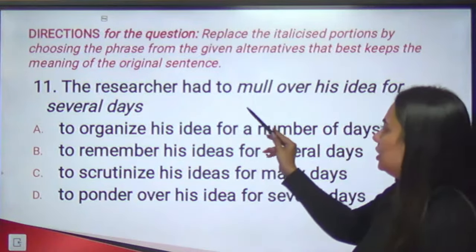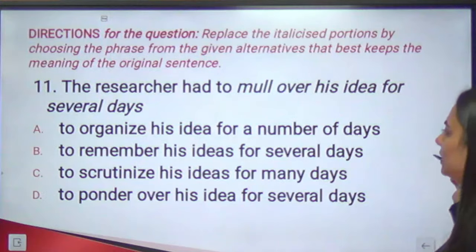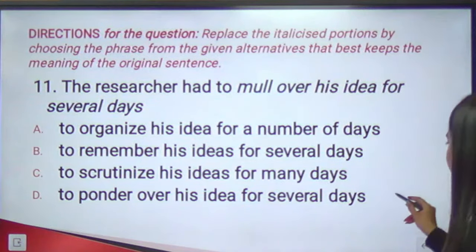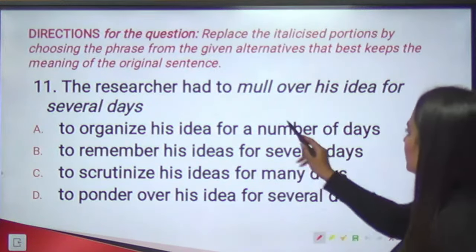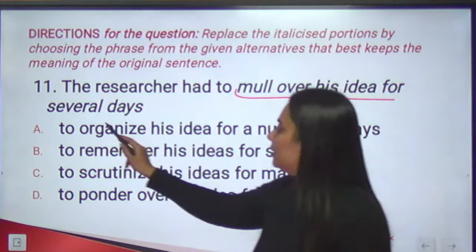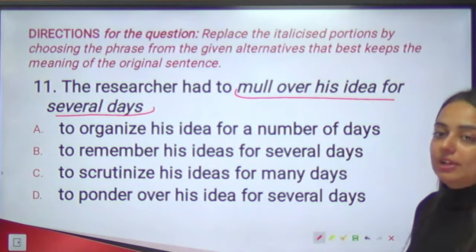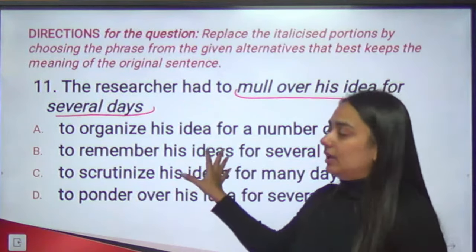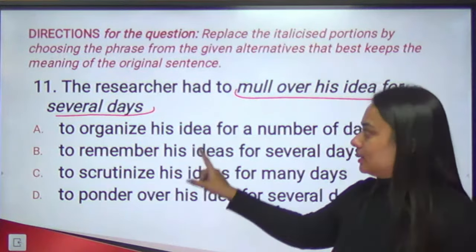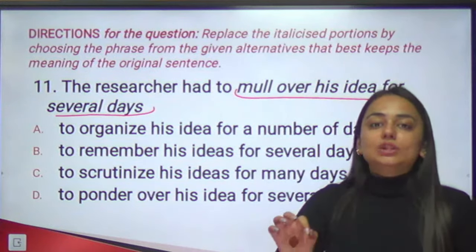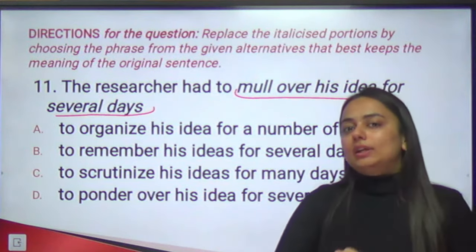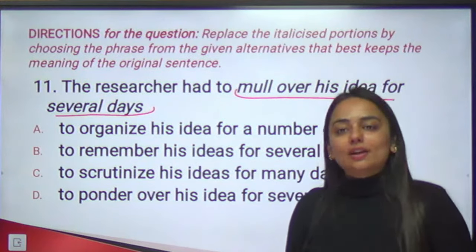The researcher had to mull over his idea for several days. So this portion is italicized. Mull over his idea for several days. If you are given the idiom or the phrase like this in a context, then it's really easy to answer these questions because you can take a hint from the question itself.